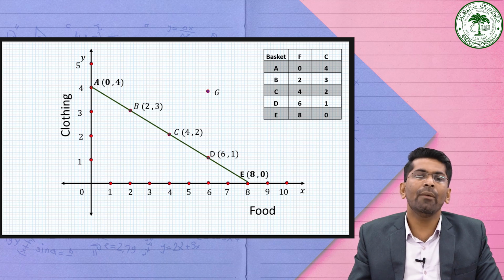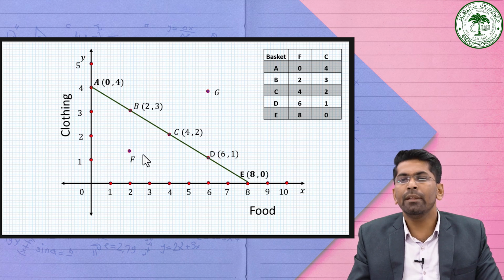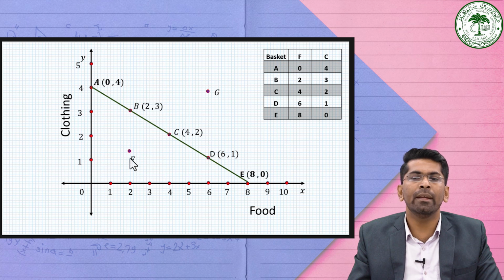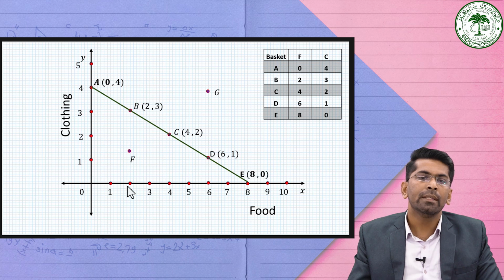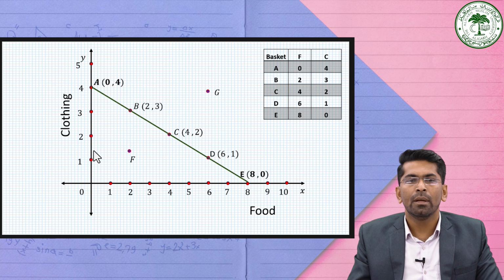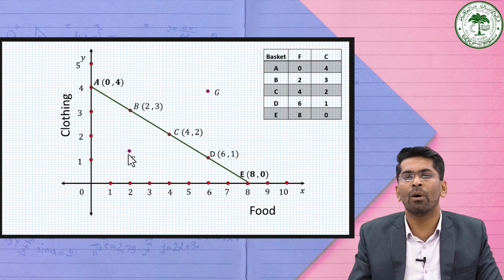Similarly, we have the point F, which lies inside the budget line, showing the consumer is not spending his entire income on consumption of these commodities. He is now purchasing only 2 units of commodity food and 1.5 units of cloth. At this point, we are assuming the consumer is not spending his entire income on purchasing both commodities, food and cloth.